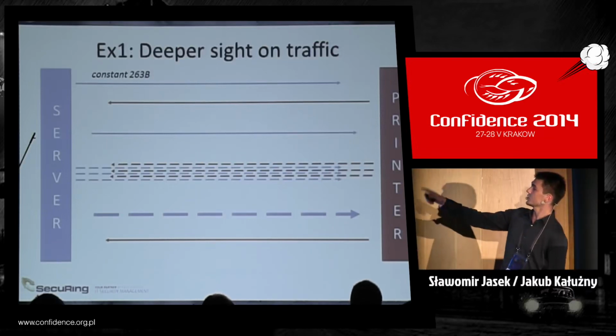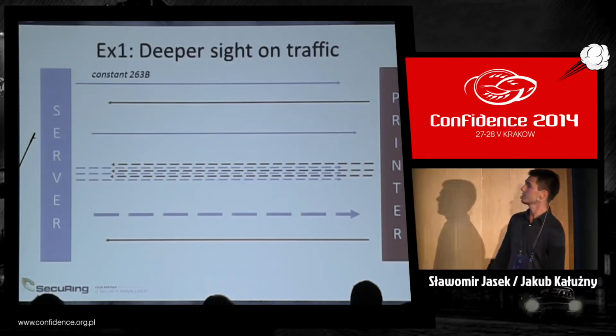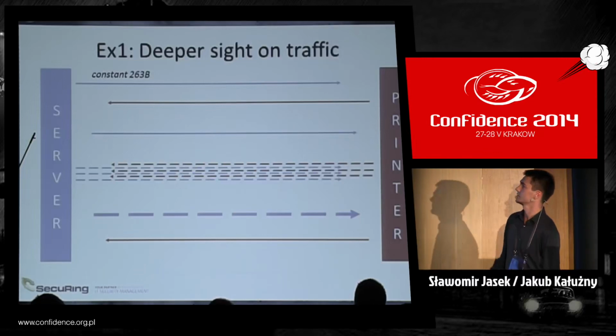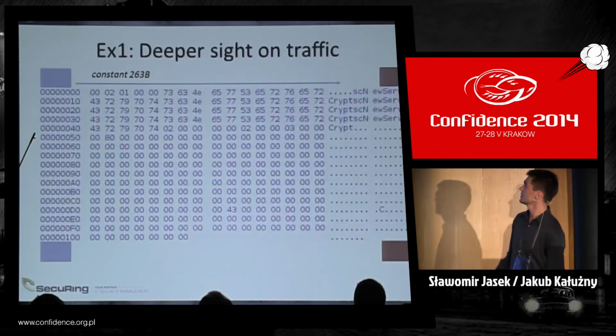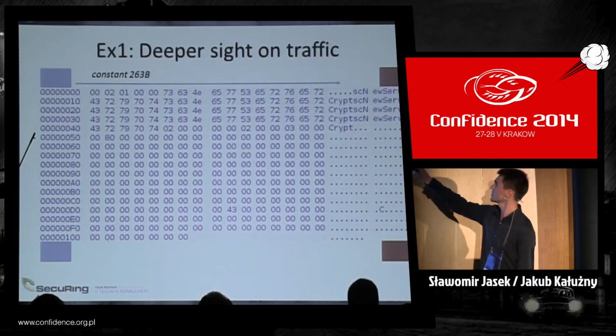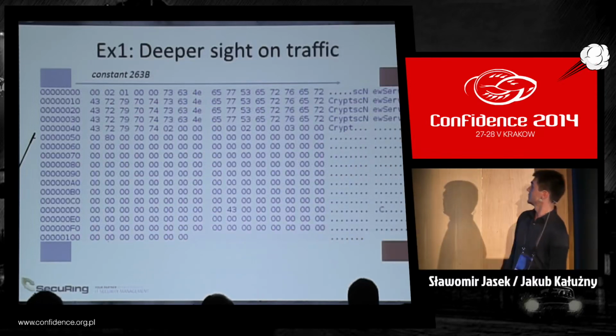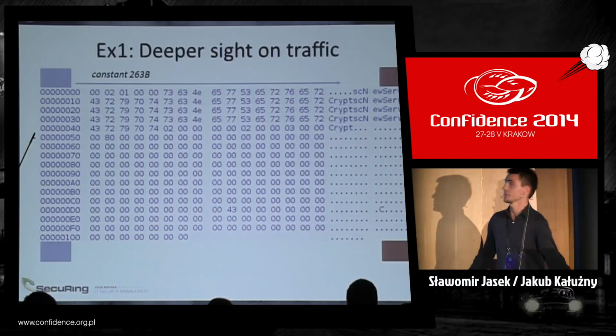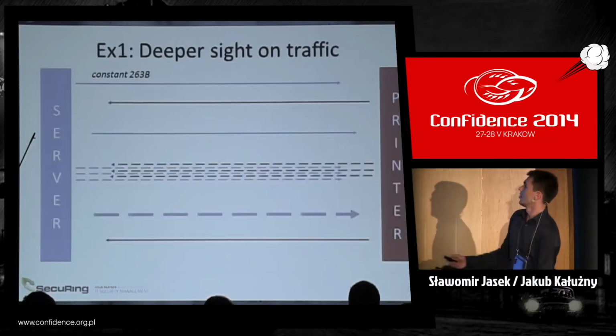The first communicate from the server to the printer was constant, and it had 263 bytes. It looked like that. You can see the new server crypt and a lot of null byte padding. So probably some encryption.